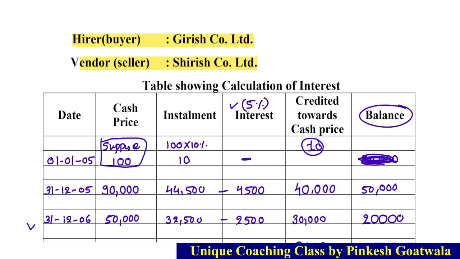What will be the amount of balance? So the cash price is 100. Okay, how much payment has been made? 10. So how much balance will come? 90 balance will come. Clear this point?